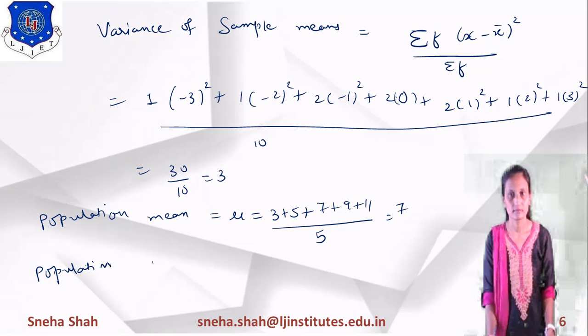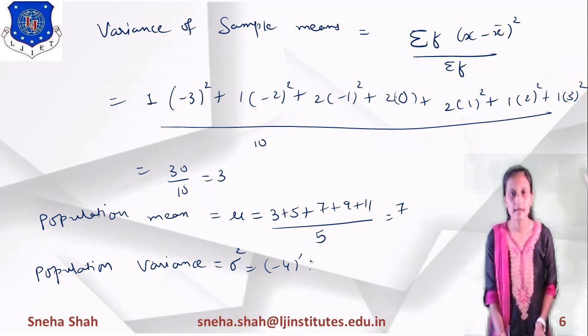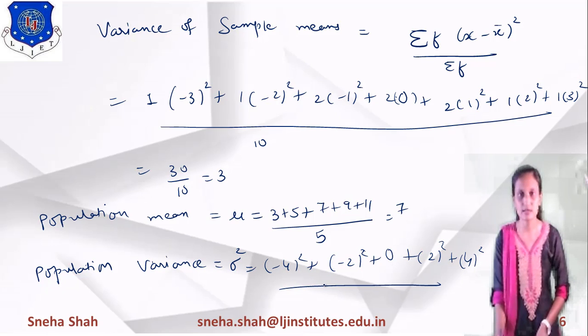Now if you want to find out the population variance, how do you find it? Population variance is defined as sigma square, and its value equals the sum of the squared differences between each sample and the mean. So 3 minus 7 means minus 4 square, plus 5 minus 7 means minus 2 square, plus 7 minus 7 means 0 square, plus 9 minus 7 means 2 square, and the last one is 11 minus 7 means 4 square, divided by the total number of samples, means 5. So if I find the value of this, the answer equals 8.